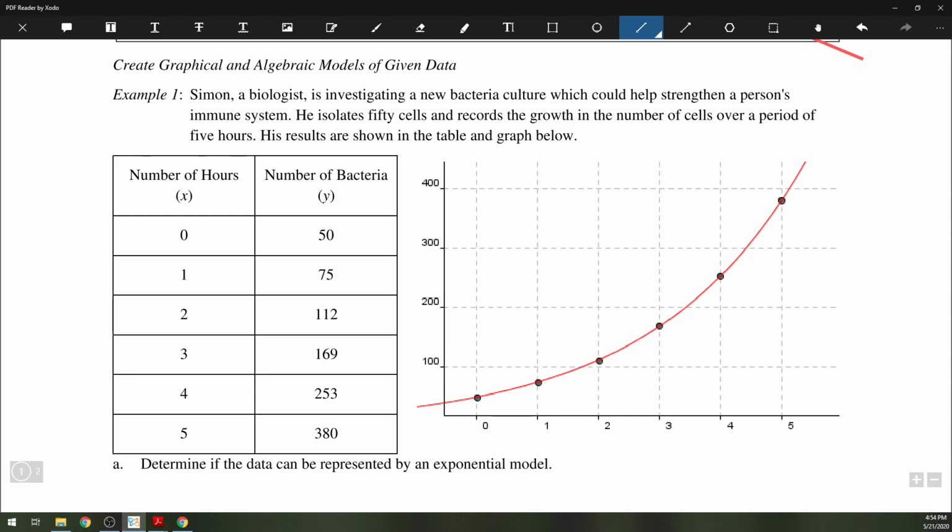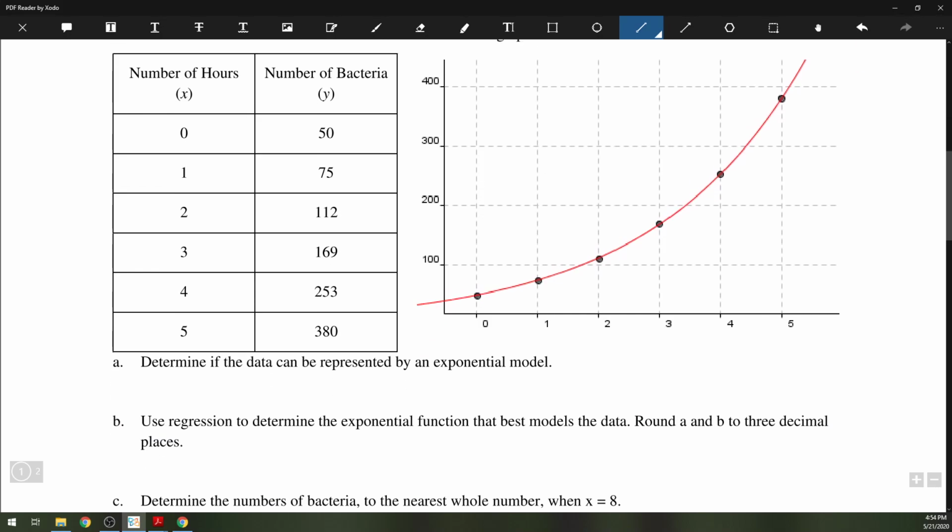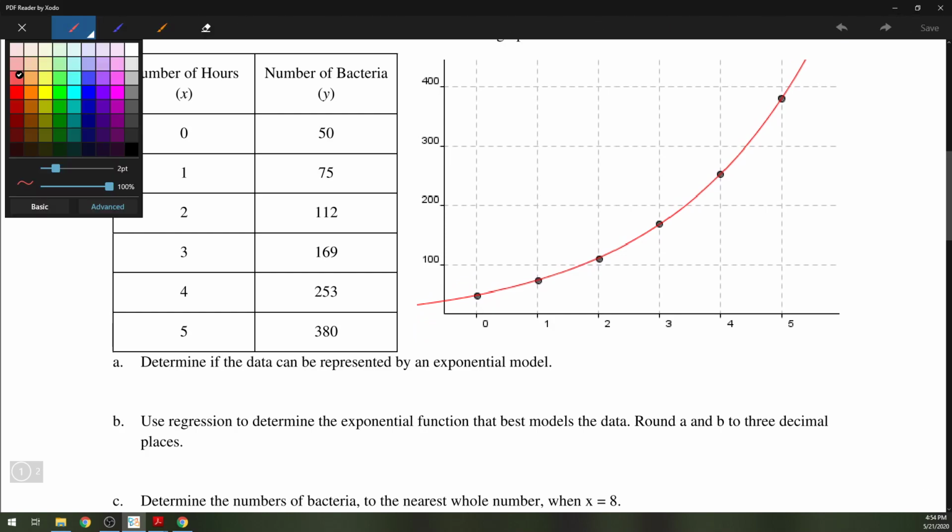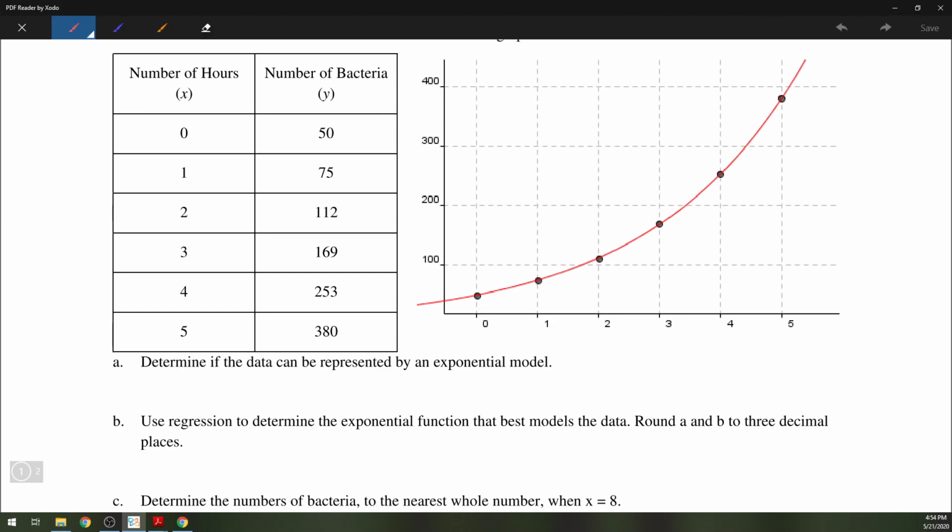So you can see that not only is the graph increasing, the rate of increase is also increasing as time goes on. So we can see that this is an exponential model, mainly because the scatter plot looks exponential. Okay. And as we move on to other examples, sometimes it would not look the case. But for this one, it's pretty clear that it's going to be exponential.